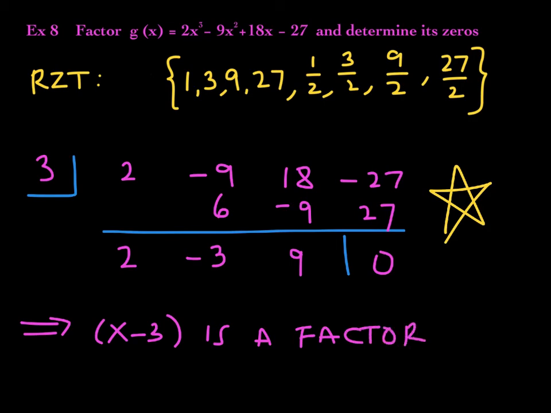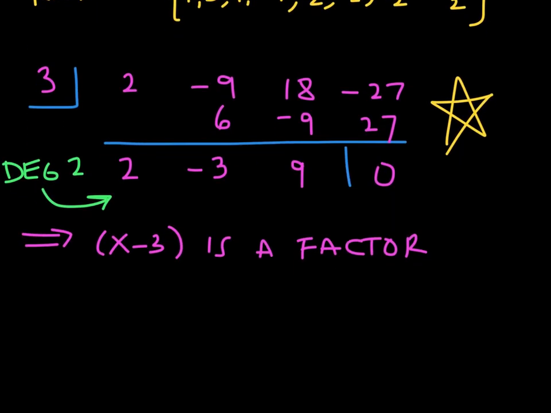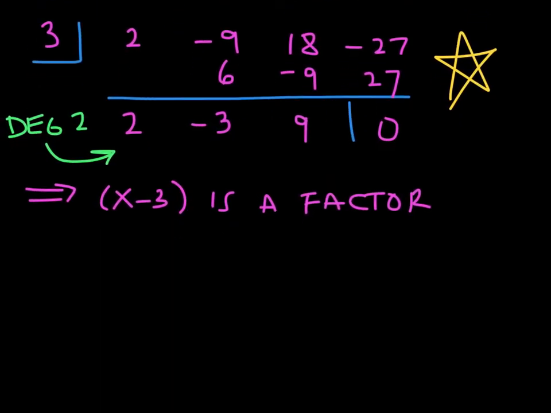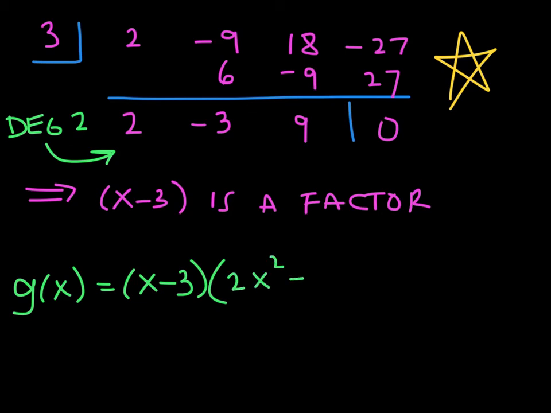Now, please notice that your original polynomial is degree 3. That means this here is degree 2. This is degree 2, all right? So then our function can be rewritten as follows. G of x is equal to, we have one of our factors here. This here is quadratic, it's degree 2. So then it's 2x squared minus 3x plus 9.